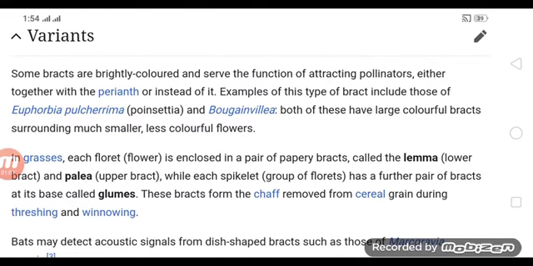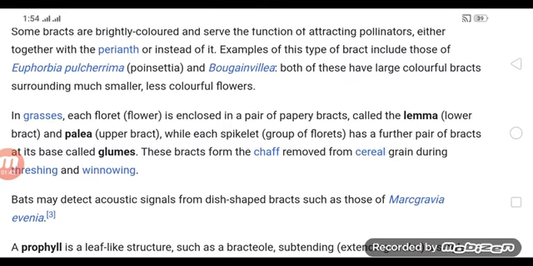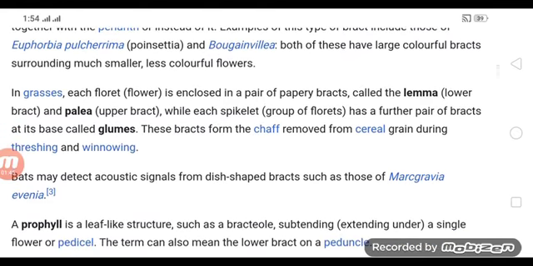Some bracts are brightly colored and serve the function of attracting pollinators, either together with the perianth or instead of it. An example of this type of bract is Euphorbia pulcherrima, the poinsettia. Both of these have large colorful bracts surrounding much smaller, less colorful flowers.